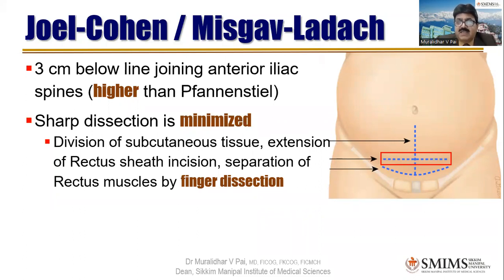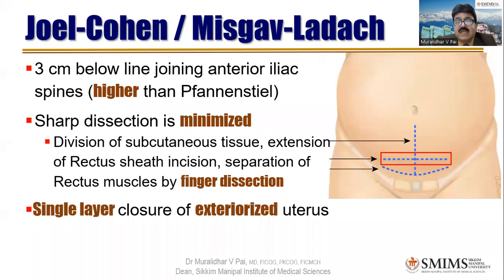The advantages and disadvantages I'll come to a little later. It will obviously be very fast, with minimal hurting or incising of the vessels. That's why the bleeding also would be a little lesser. Then single layer closure of an exteriorized uterus.